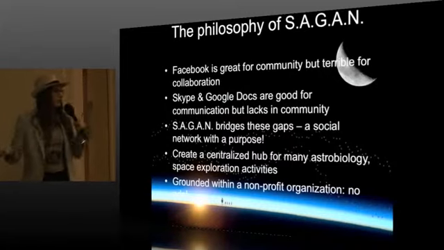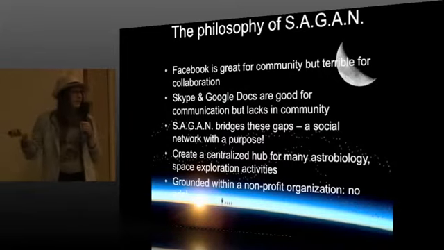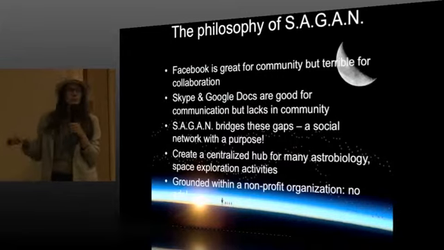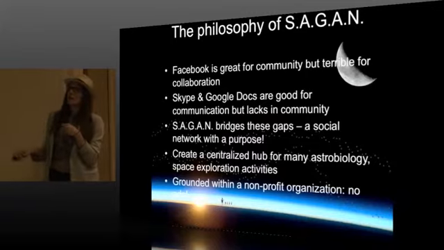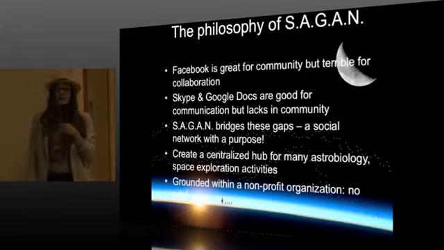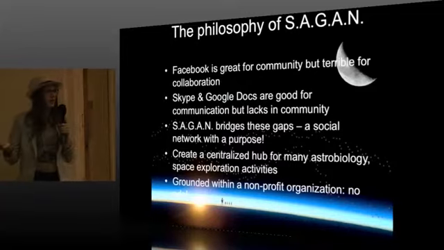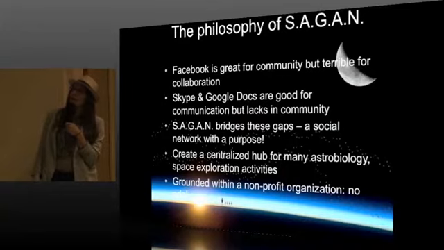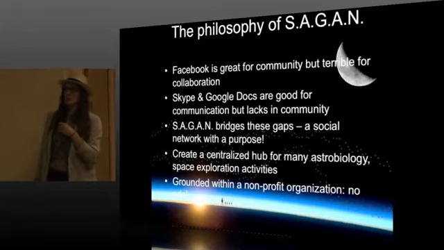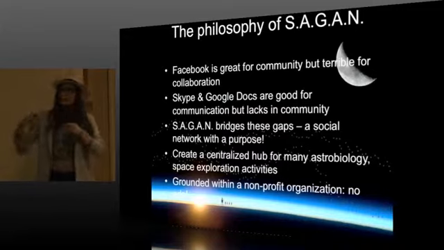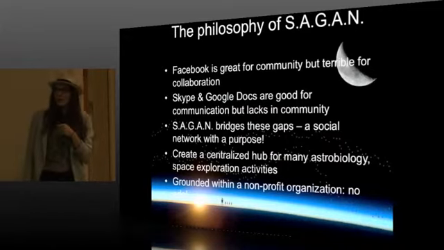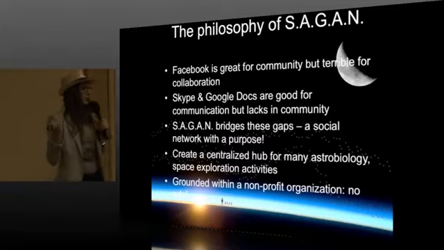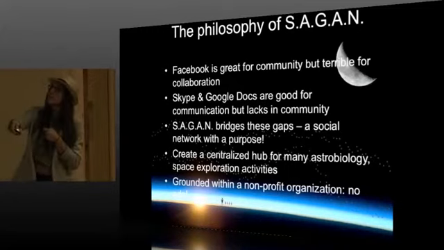So basically, what is S.A.G.A.N? Facebook is great for community, but if you're a scientist, it's not really great for collaboration. Skype and Google Docs are also good for collaboration, but there's not a really good community aspect. So S.A.G.A.N bridges the gaps between Facebook and Google Docs and Skype. We like to call it a social network with a purpose. It creates a centralized hub for all of us astrobiologists and space exploration activities. We're going to go into some features a little bit later. And it's grounded on a nonprofit organization that we just mentioned.